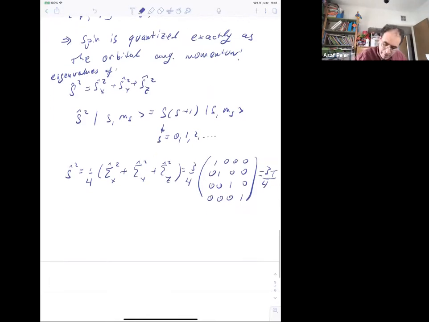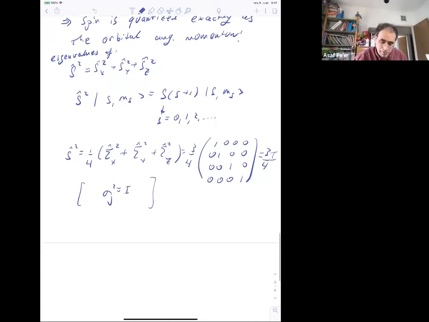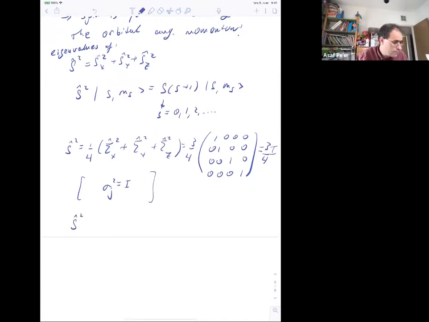Right, that follows, of course, because sigma j squared is equal to I for all j. So S squared psi is just S times S plus 1 psi, so 3/4 I psi, or I can simply say 3/4 psi.